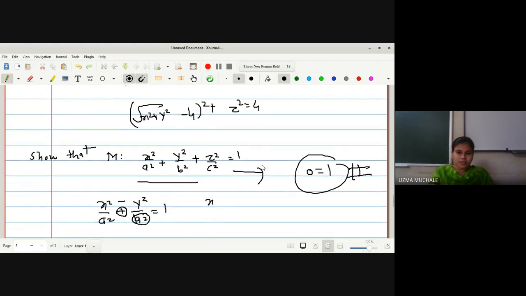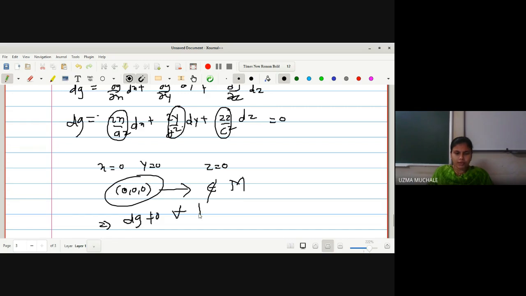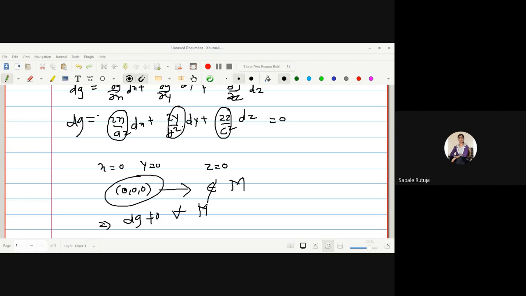So dg is 0 only at the origin, but this point does not belong to your geometric object, and hence I can say dg is not equal to 0 for all points of the surface M. Right? Yes, ma'am. Okay.